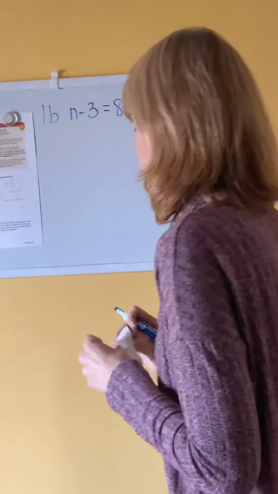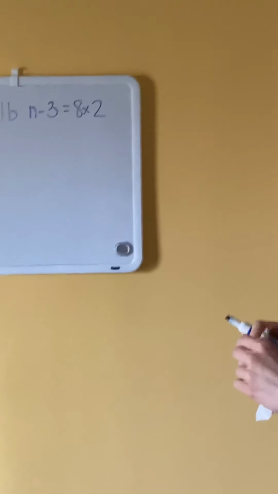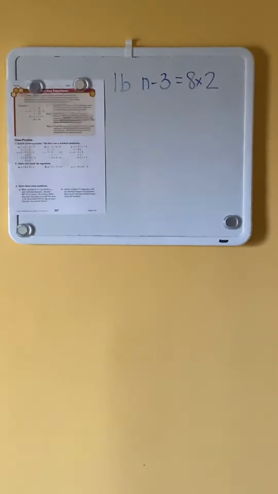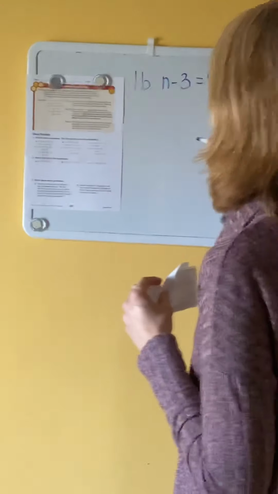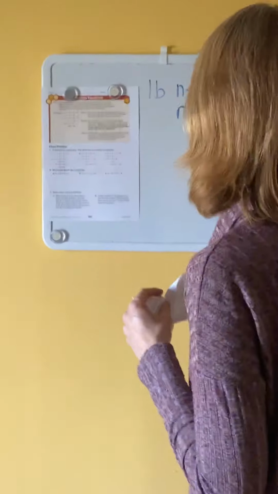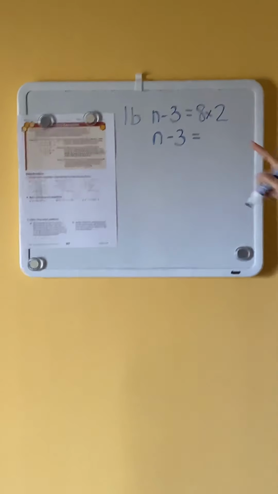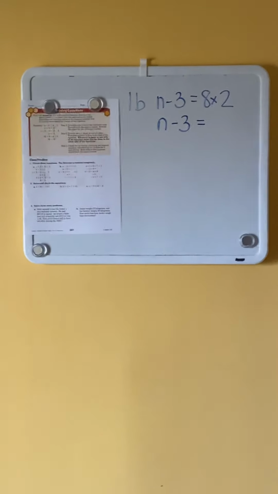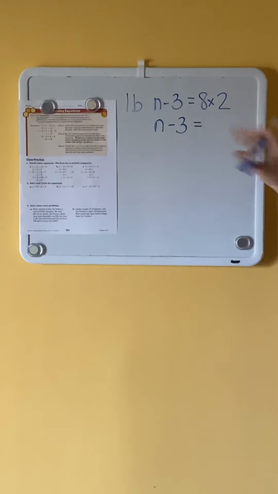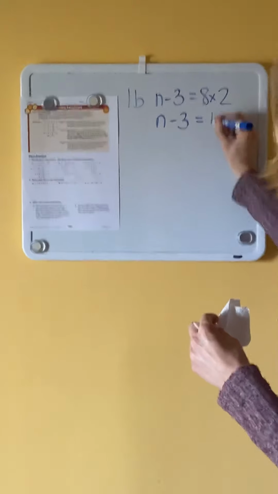In our directions, we are going to finish the equations. So they have part of them done for us, and the rest we have to fill in. So they've given us our equation, then it says n minus 3 equals blank. So we have to solve the side without n, or without the unknown number. So 8 times 2 is 16.